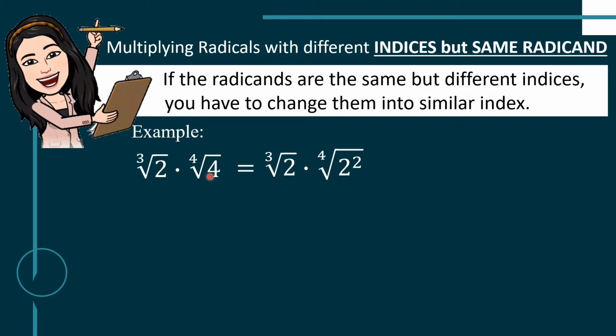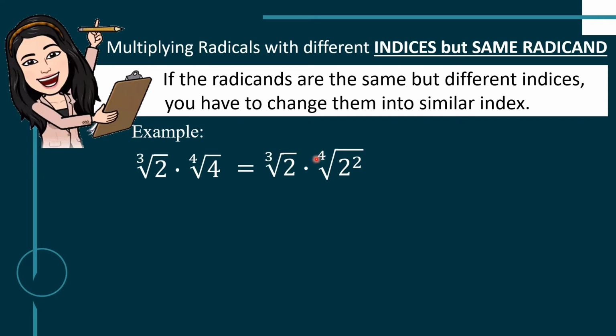Instead of writing 4, isinulat ko siya into exponential form. Ginawa ko siyang 2 squared. So, ngayon, parehas na ba sila ng radicand? Yes po. So, same ang radicand, pero magkaiba ng index.